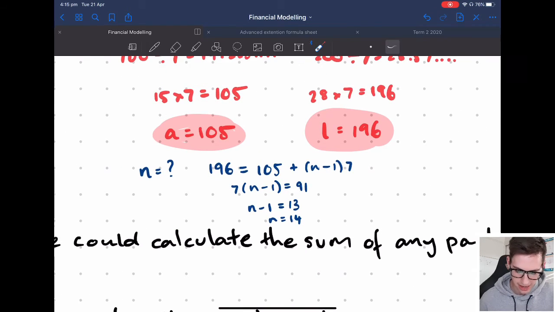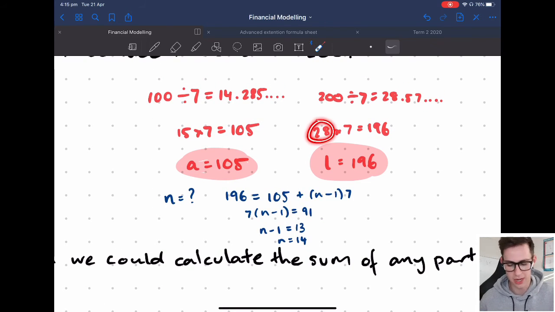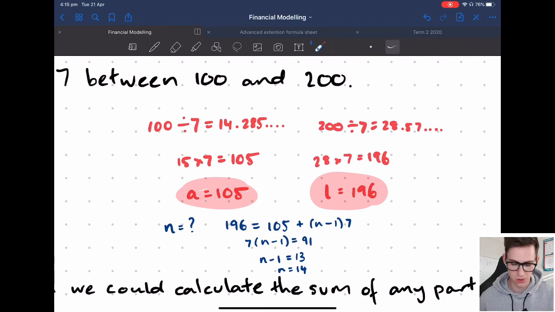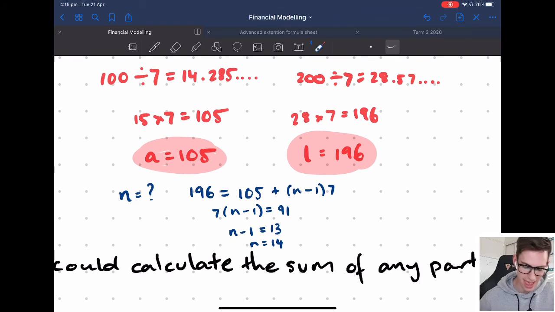Okay, and in case you're wondering, well, that doesn't make sense because it is quite abstract. The reason I get 14 and not 28, because it was the 28th multiple, is because I used my A value as 105, which was the smallest value within that range. So by popping in those values as my first and my difference as 7, that's why I get the number of terms being 14. It's starting at 105. Okay, so now I know that n is 14.